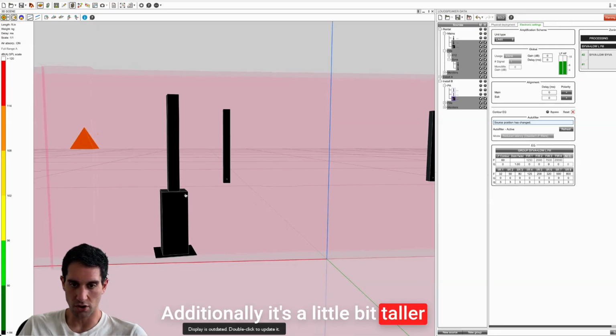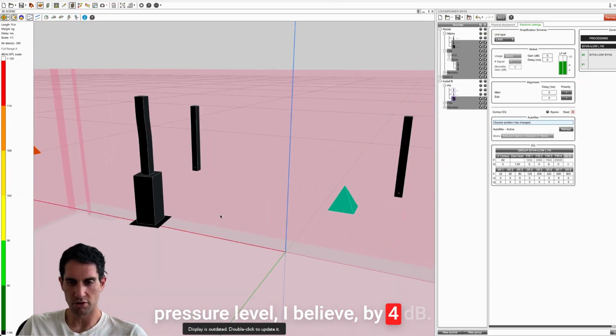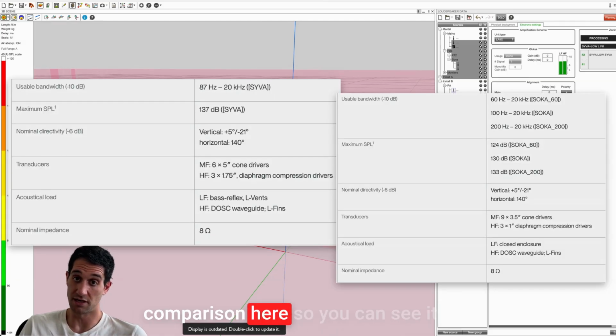Additionally, it's a little bit taller, and it also has greater sound pressure level. I believe by 4 dB. I'll put up the spec sheet comparison here so you can see it.